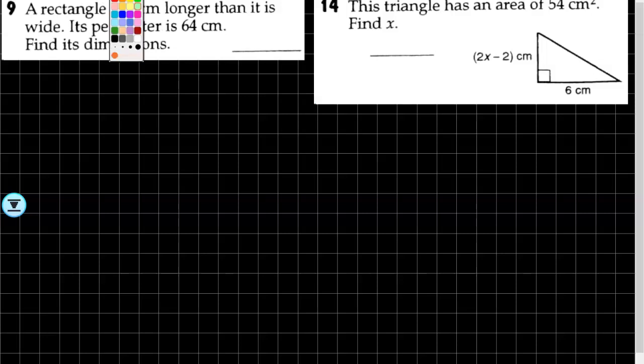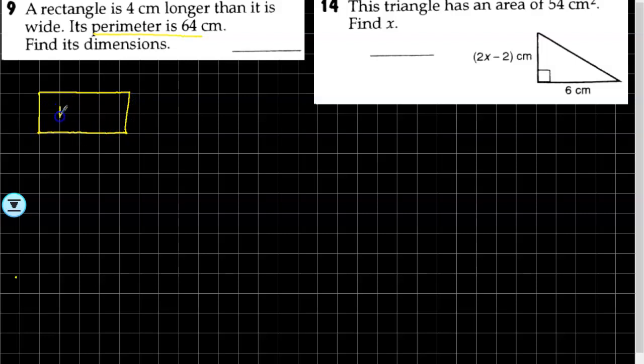Okay, we've got a rectangle that is 4 centimetres longer than it is wide. Its perimeter is 64. So there's a bit of information. Even if you're not stuck, I would still recommend that you draw a diagram so the marker understands what you are doing.